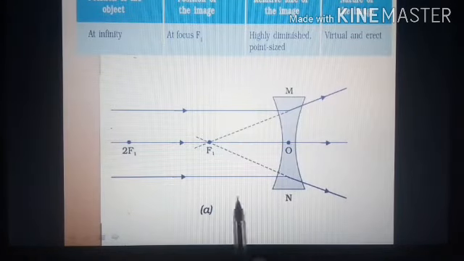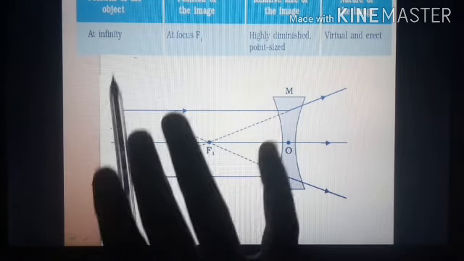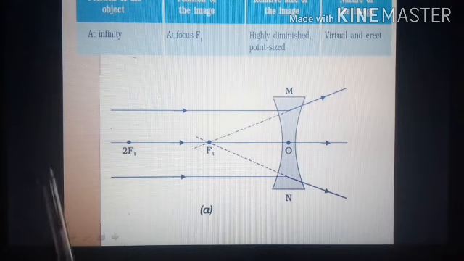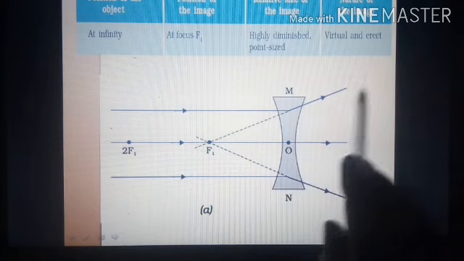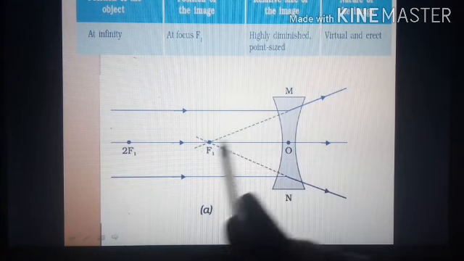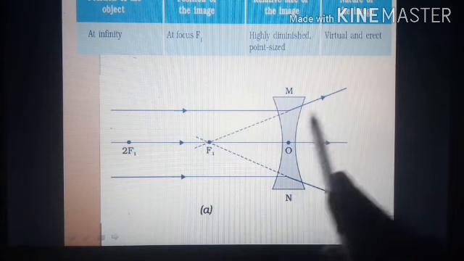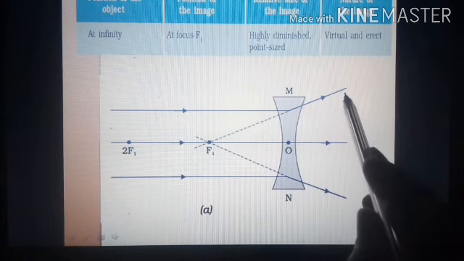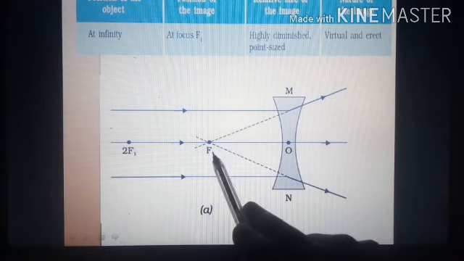For a concave lens, only two cases, only two positions, are there. The first position is the object placed at infinity. Infinity means it will produce parallel rays. The parallel rays, after refraction, diverge in this direction, which means they appear to diverge from the point F1, the focus. So we extend these lines, the diverged refracted rays, and they meet at the focus. So the image is obtained at the focus.